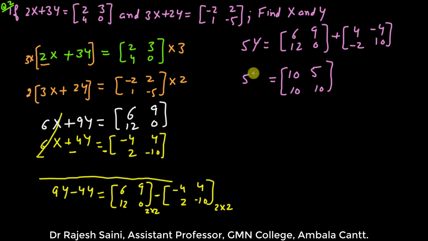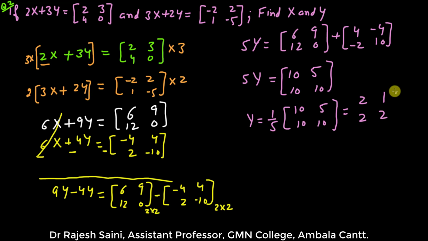Okay, this is 5Y. So this implies that Y is equal to 1 by 5 times the matrix 10, 10, 5, 10. So this 1 by 5 will be multiplied with each and every entry. 1 by 5 multiplied with 10 will give 2. 1 by 5 multiplied with 5 will give 1. 1 by 5 multiplied with 10 will give 2. 1 by 5 multiplied with 10 will give 2. So this is nothing but the matrix Y.